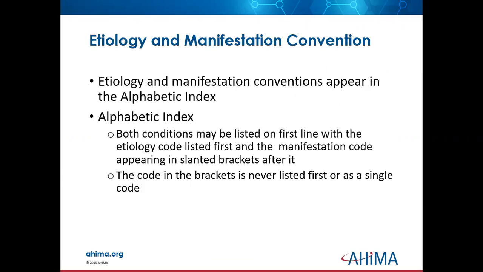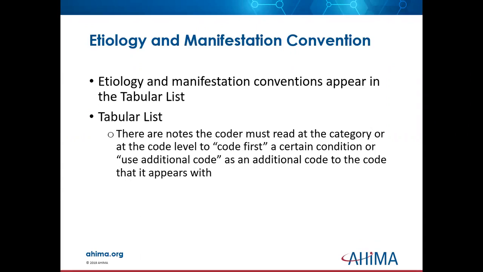There are some etiology and manifestation conventions in the alphabetic index. So if both conditions are listed on the first line with the etiology code listed first, and the manifestation codes appear in slanted brackets after it, the slanted brackets code will always be the second code. The tabular is telling us that the coder must read at the code level to code first a certain condition, or to use the additional code as following the code that appears with it.